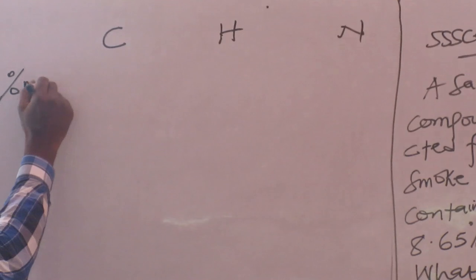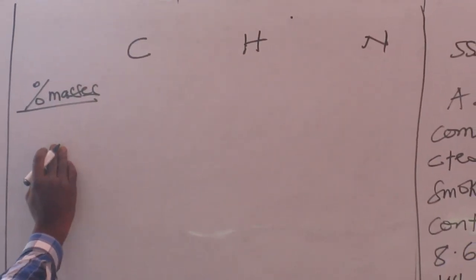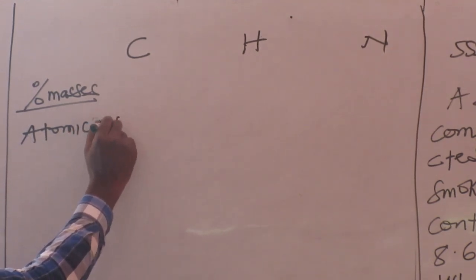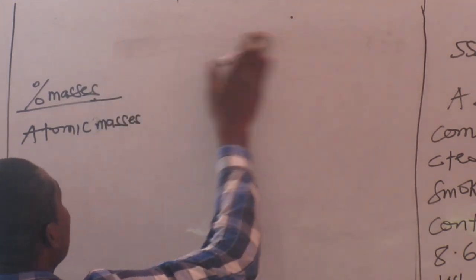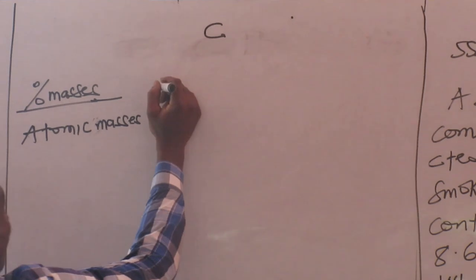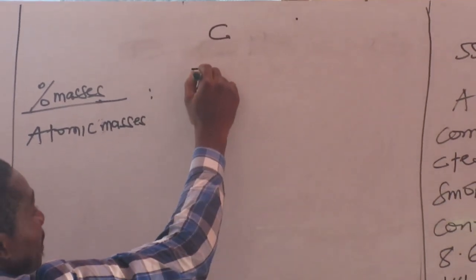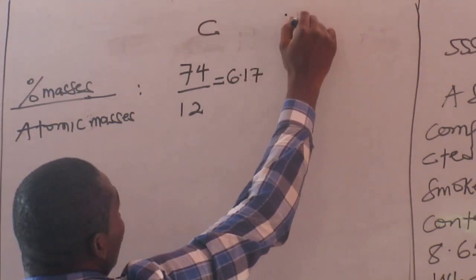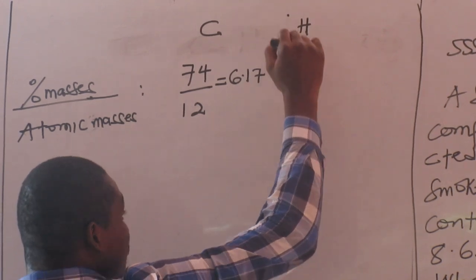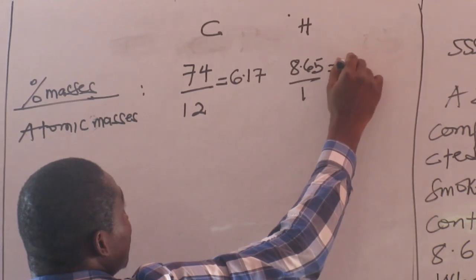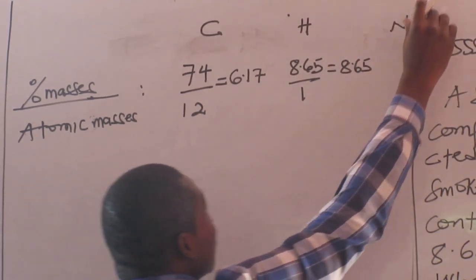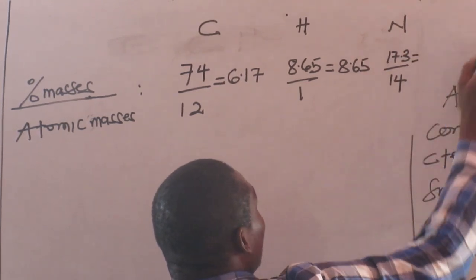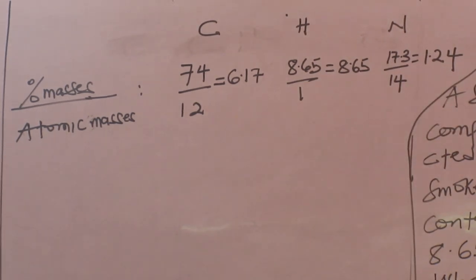So we have percentage masses over atomic masses. Now let's start with carbon. Percentage mass of carbon, 74 over 12, gives 6.17. For hydrogen, it's 8.65 over 1, the same 8.65. Nitrogen, 17.3 over 14, gives 1.24. So that is what you are seeing.